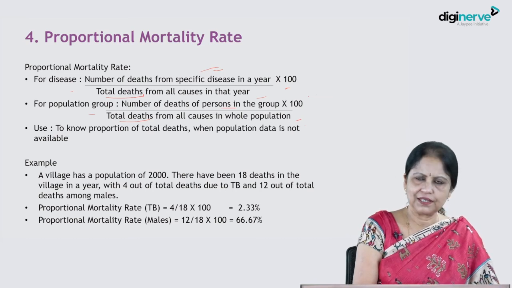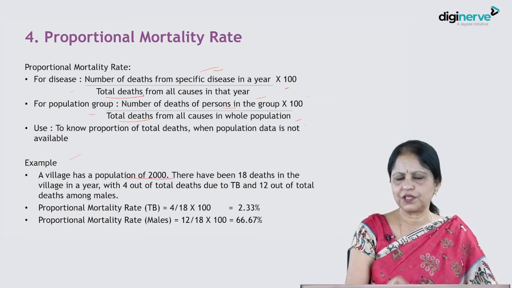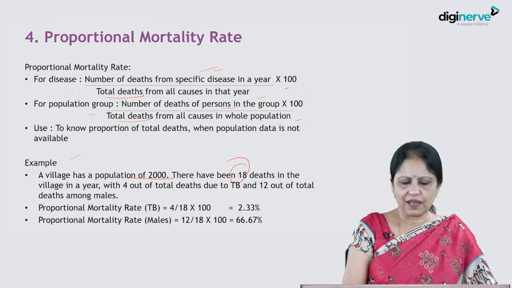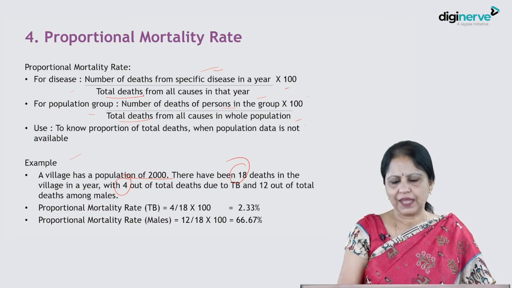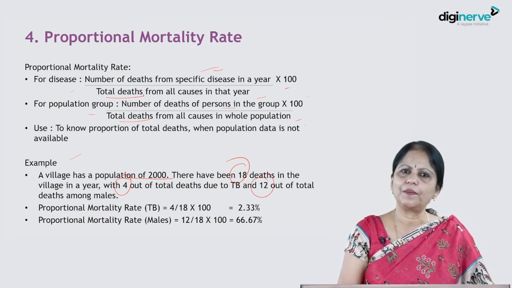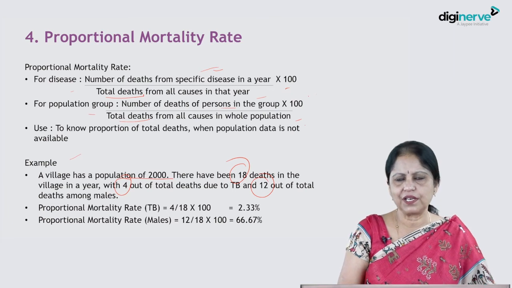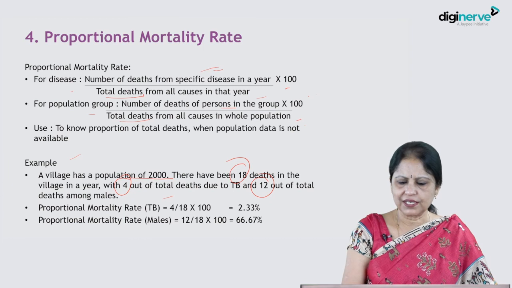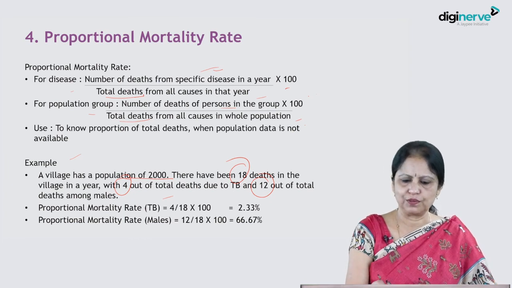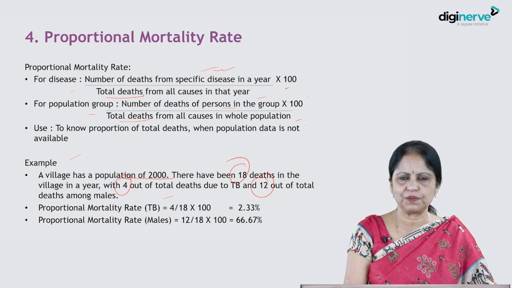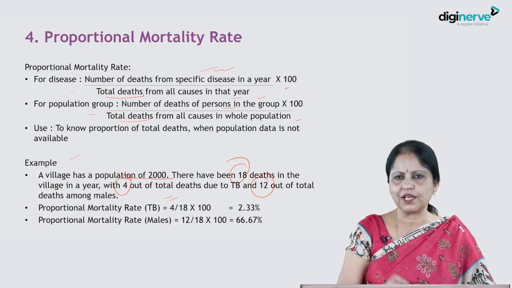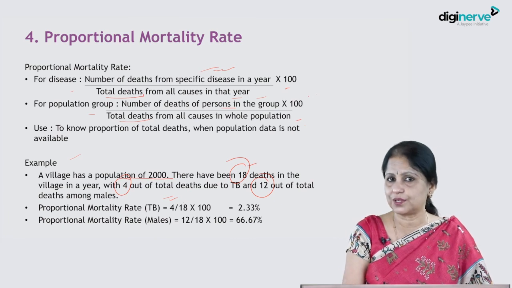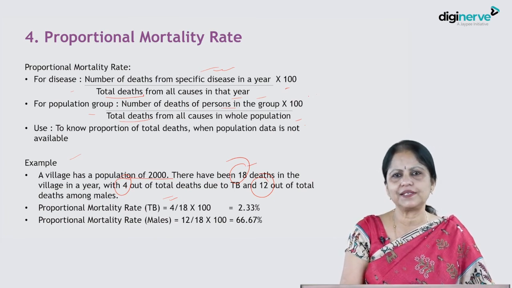So again, let us see the example. In that same village with population 2000, there have been 18 deaths in the year, out of which 4 were due to TB and 12 out of the total deaths were among males. So now when we calculate proportional mortality rate for TB, total deaths due to TB are 4, I have told you, the numerator is due to the specific disease. So due to TB, 4 deaths. Out of the total deaths of all causes in the year, in the whole population, that is 18, I told you, total deaths were 18. So 4 by 18 into 100.